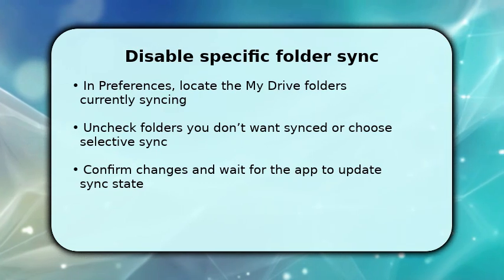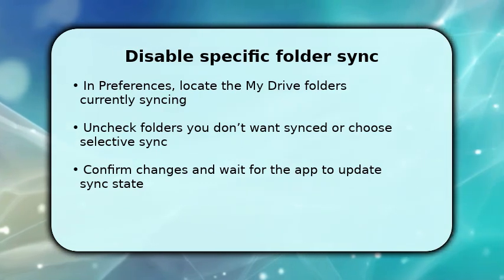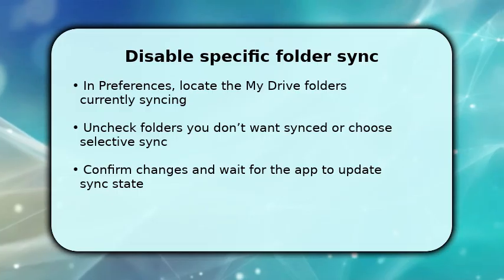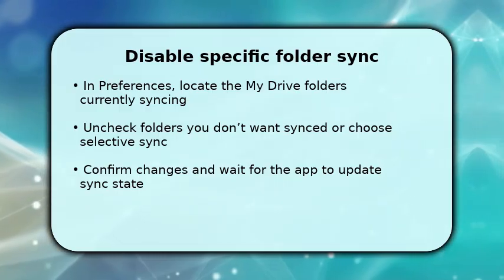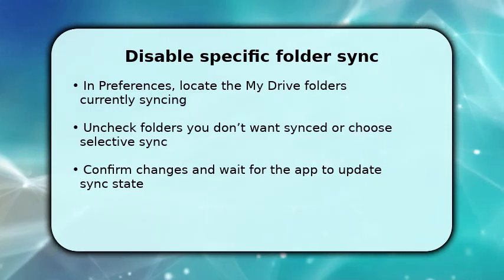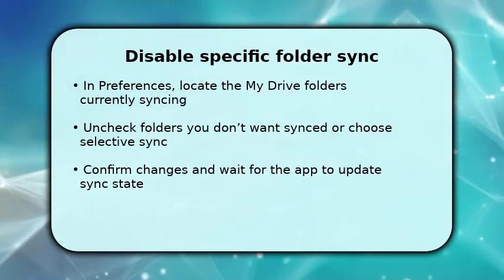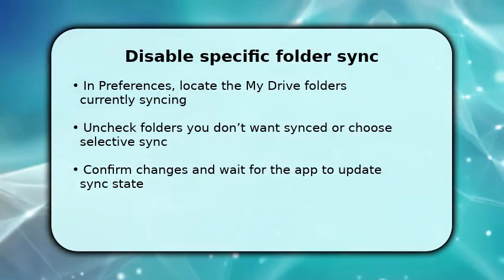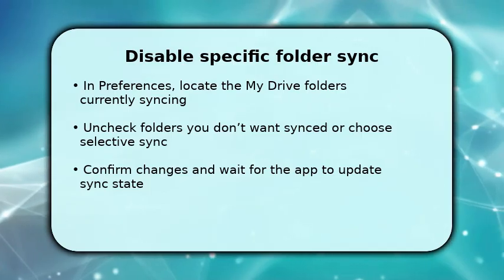Next, focus on which folders are syncing. In Preferences, find My Drive or Google Drive folder list and switch to Selective Sync. Uncheck folders you want to stop syncing. This prevents new uploads and removes local copies if you choose. Make sure to apply or save settings so the app reevaluates network activity.